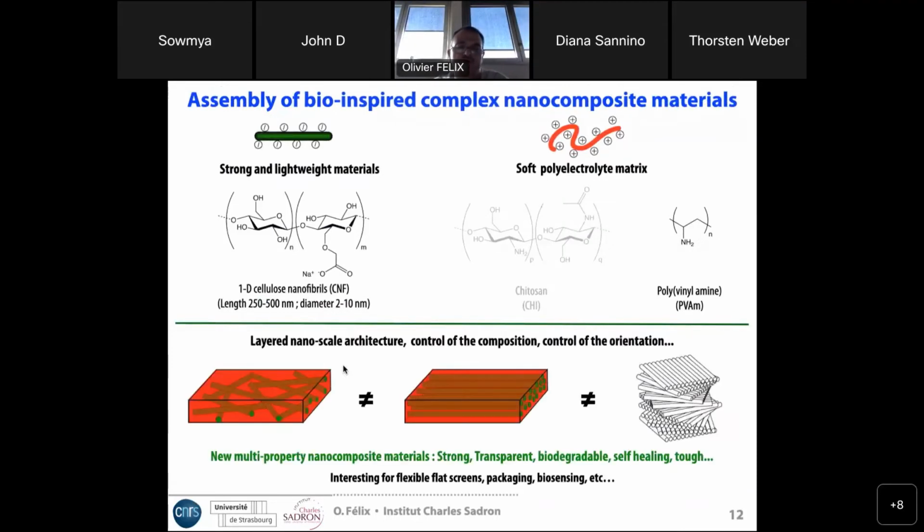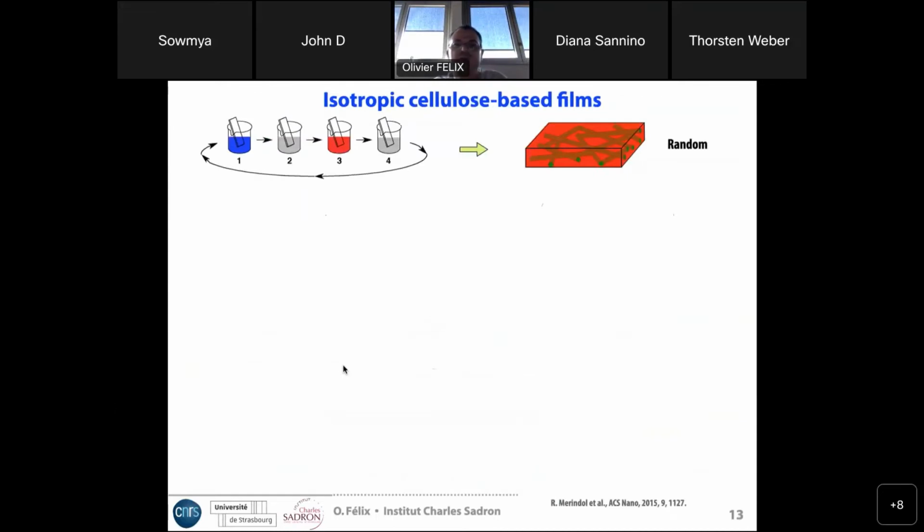And for this, we just combine these two types of components to get a multi-layer nanoscale architecture, and you will try to control the composition and the orientation of the anisotropic nano object. And for this, of course, to build multi-property nanocomposite materials. Let's start with the random one. That means you start with dipping.